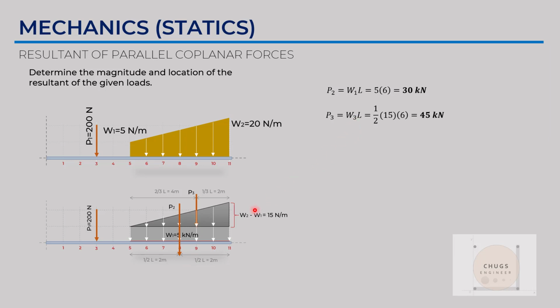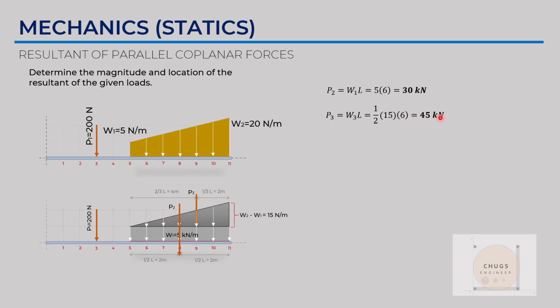Actually, this is W3 kasi ito, let us assume that weight 2, that is W3 is W2 minus W1, that is equivalent to W3 times L. So, yung L pa din natin is 6 meters. Kasi yung entire span niya is 6 meters from here to this point. And then, we have 15, yung magiging load na lang natin. And that is 1/2, kasi this is a triangle. That is the area. So, 1/2 AB, or base times height. And that is 45 kilonewton.